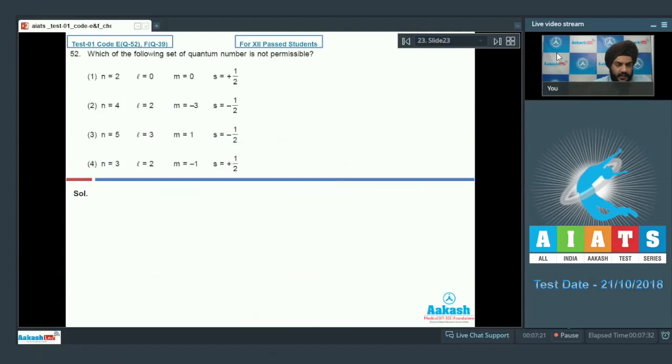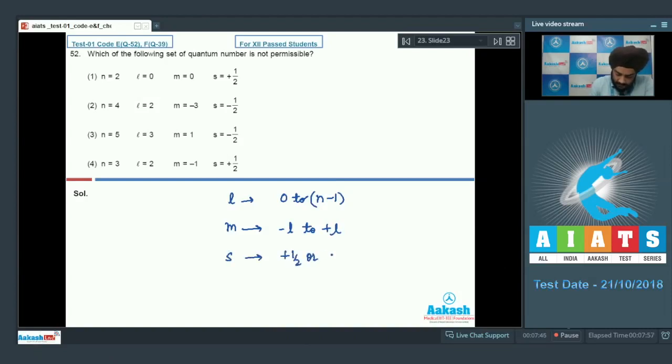Moving on ahead to the next question, question number 52. Which of the following set of quantum numbers is not permissible? So students, we know that L can take values from 0 to n minus 1, whereas M on the other hand can take values from minus L to plus L, and S can have a value of plus half or minus half.